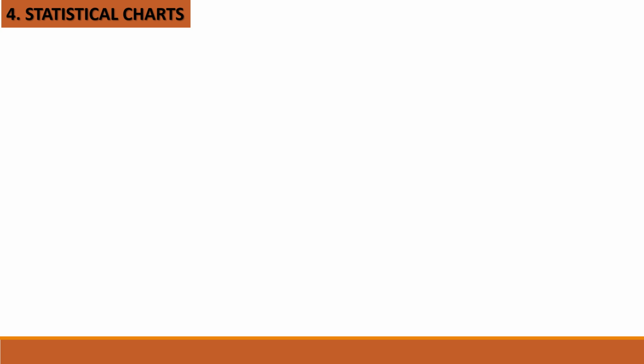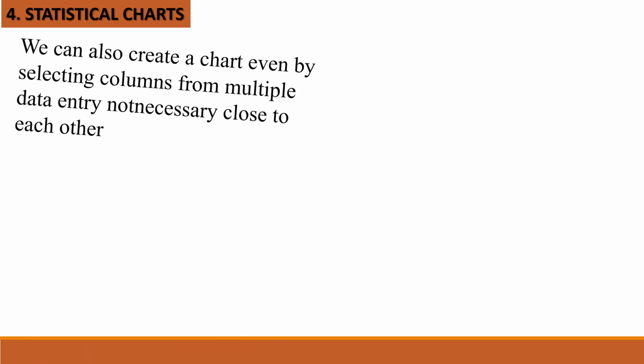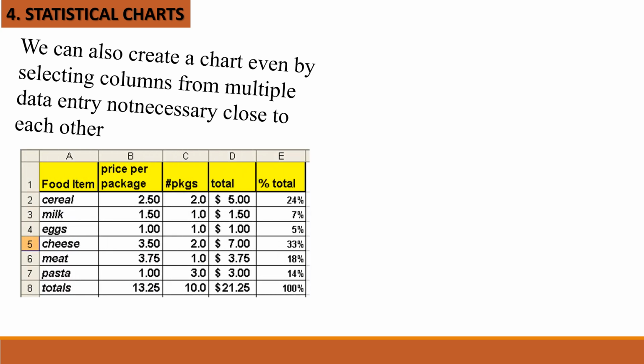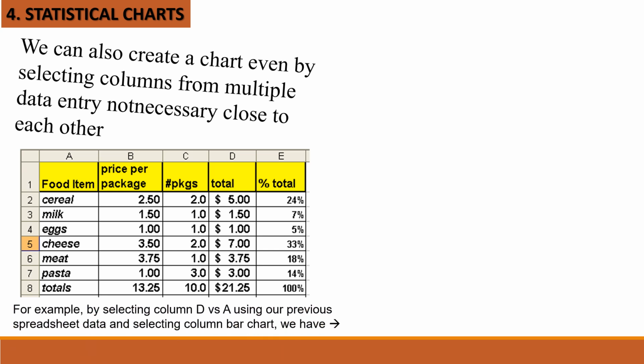In fact, we can also create an Excel chart by selecting columns from multiple data entries, not necessarily columns that are close to each other. For example, when you look at this data, we can decide to select column A, which is food items, and make a chart between the food items column and, let's say, column D, which is the total price per food item.